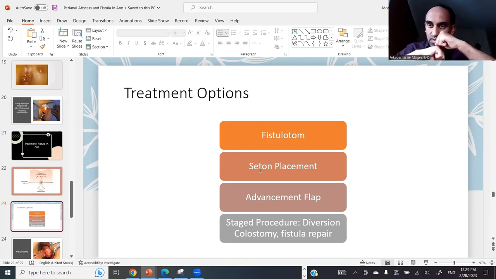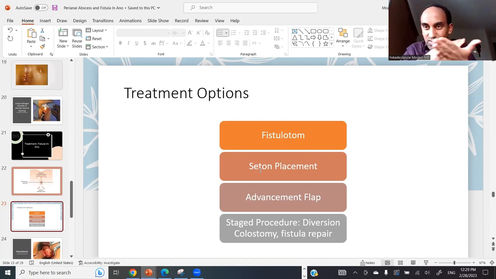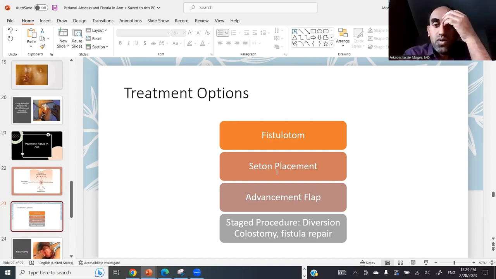And then after another week, you tighten it more. After another week, you tighten it more. In this process, the stitch cuts through the tissue, and eventually it opens up the fistula tract. So you lay it open. We call it a cutting seton, or seton placement.